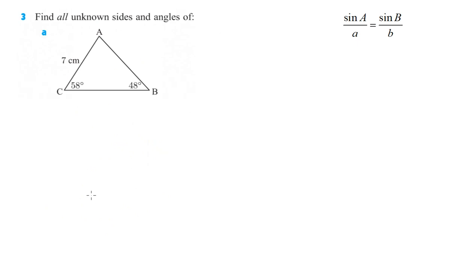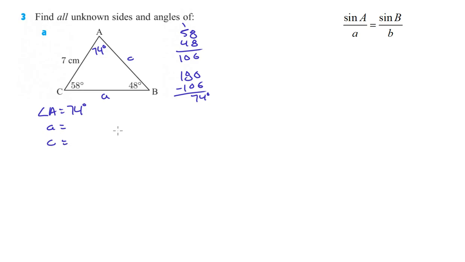Okay, number 3, find all unknown sides and angles of this here. So we know a triangle always has to add up to 180. So let's do this. 58 and 48 gives us 106. So if we do 180 minus 106, we get that last angle has to be 74 degrees. So there's one. Angle A, 74 degrees. So we also have to find side C and side A, right? So A is going to equal, and C is going to equal.